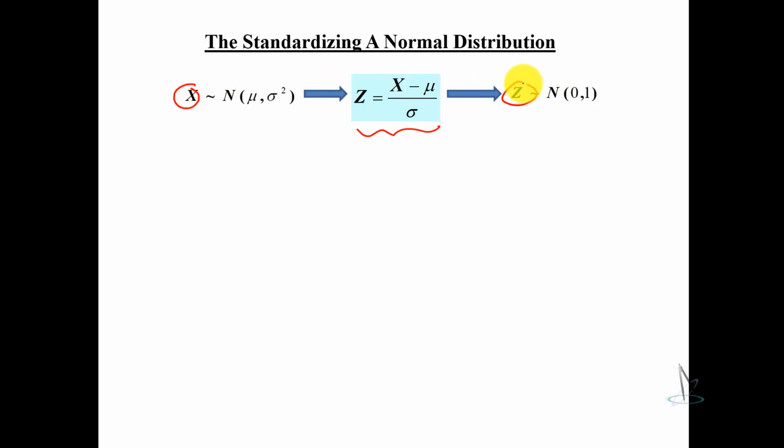So the standardizing of a normal distribution. We start with a normal distribution x with mean mu and sigma squared, which is the variance, and in order to standardize it, we have to use z equal to x minus mu over sigma. So we are going to change from x to z. The left hand side is a normal distribution. The right hand side, z, is a standard normal distribution with mean 0 and variance 1.